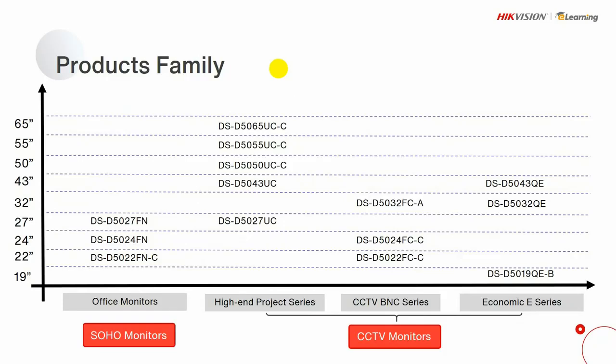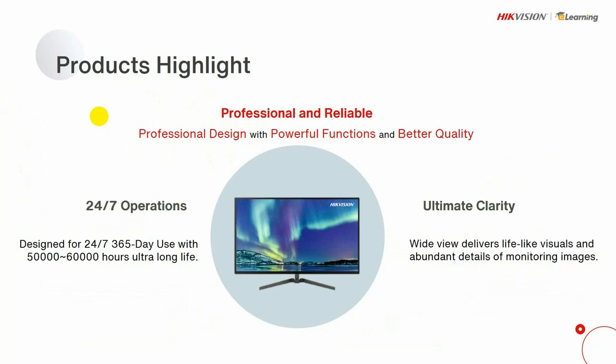More specifically, in this diagram we can see all our monitor products with different sizes of the screen and widths of the bezel or different kinds of resolutions. So the next will be the highlights of our product. I have a question for you. As for CCTV monitors, what is the most important thing for these kinds of products? The lifespan, right? Our monitor is designed for 24 hours, 7 days, 365 days use with 50,000 to 60,000 hours of ultra long life, all right?